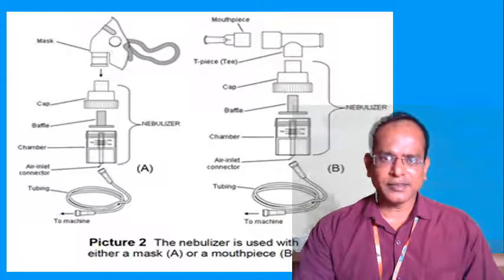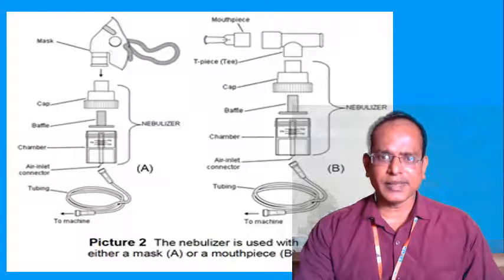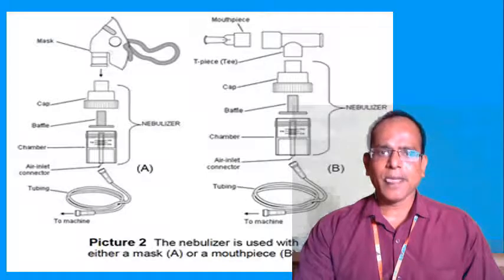So what will this electrical machine do? It will provide some electrical signal. In that way, the liquid in the chamber gets evaporated. That is moved up with the help of a baffle, and the baffle moves the vapor into the top portion. From there it reaches the mouth.